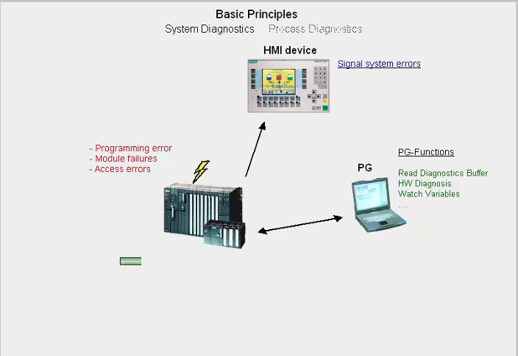In the case of a system fault, the operating system of the CPU interrupts the normal run of the program and automatically calls the appropriate fault OB. The programmer can now selectively react to each system fault individually.